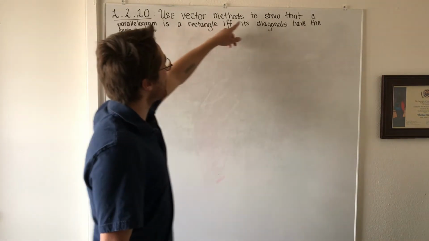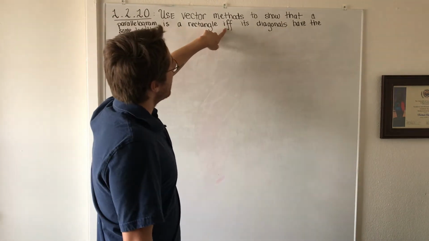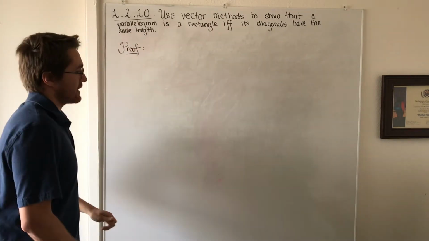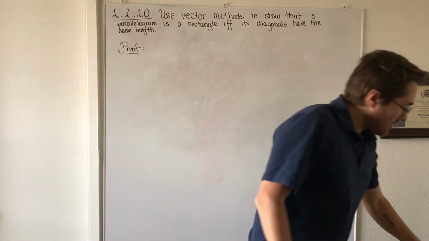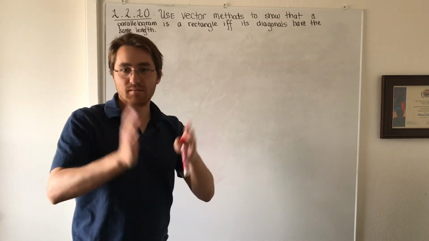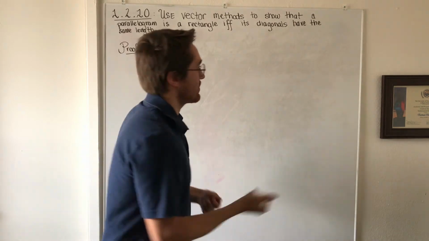So use vector methods to show that a parallelogram is a rectangle if and only if its diagonals have the same length. So we understand what a parallelogram is, right? Not that each side is parallel, but you have two sides that are parallel and another two sides that are parallel.